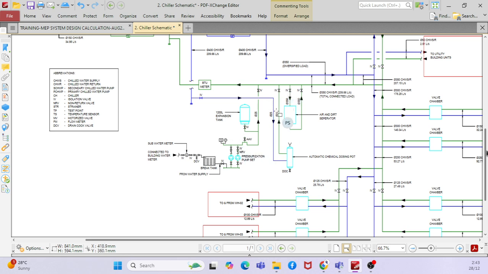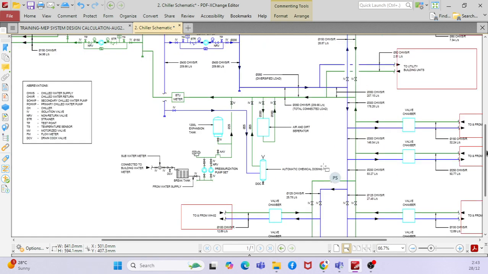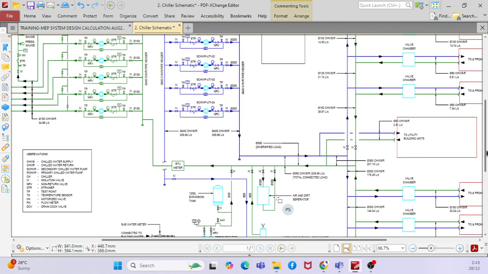Okay, one more question here. In the automatic chemical dosing plant, you have shown the supply and the return line, whereas with the air separator, only the return line is shown. This is return line only, going to the building, right? See, this is the chiller part. But if you see here, in the automatic chemical dosing plant, you have shown a supply line from the header going that side, and then the return also going back. That's why I was asking.